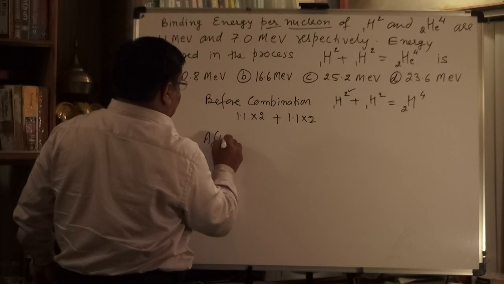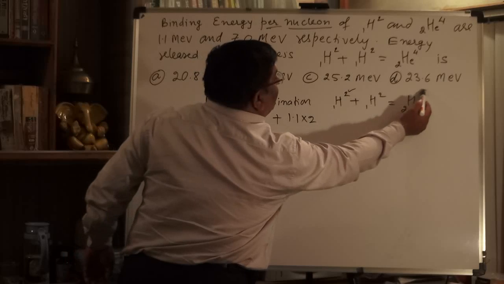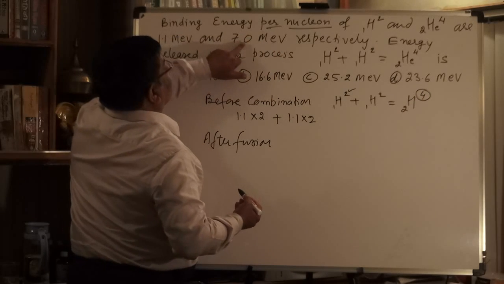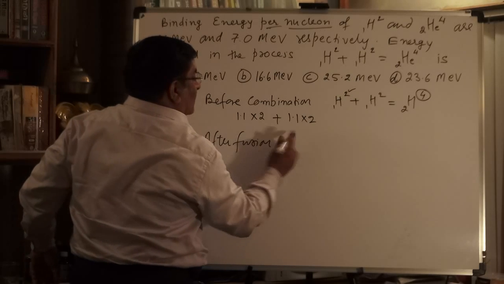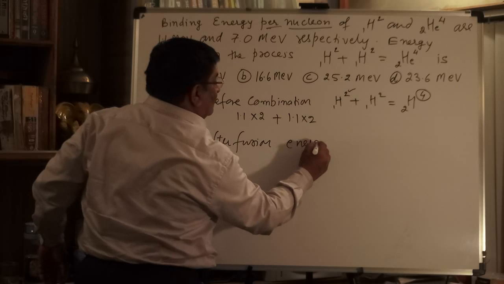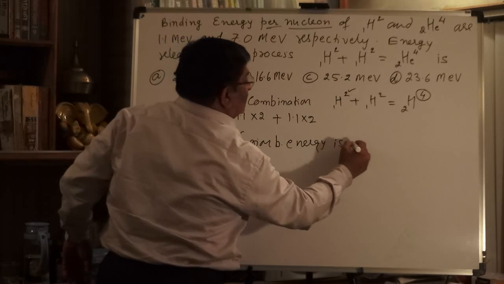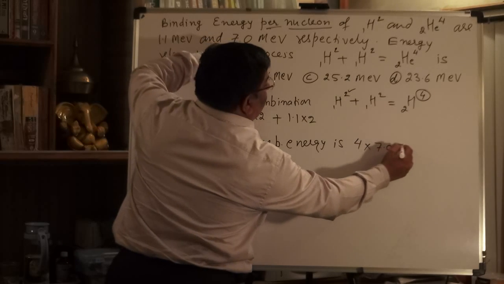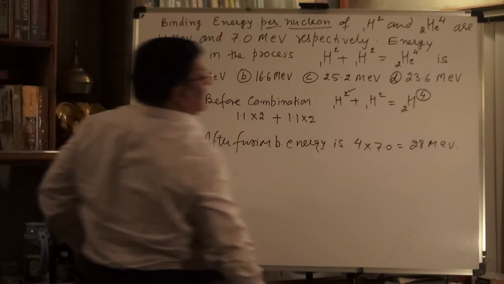After fusion, there are 4 nucleons and the energy is 7 million electron volt per nucleon. So after fusion, the binding energy is 4 into 7, which is equal to 28 million electron volt.